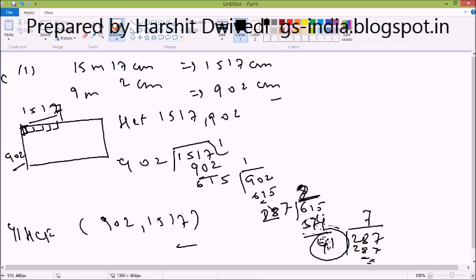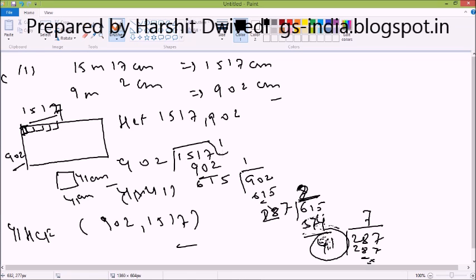41 centimeter should be one side of the square tile, the length and breadth of the square tile. So obviously, this square tile has to be 41 centimeter long and 41 centimeter broad. And what will be its area? Its area will be 41 into 41 centimeter square.